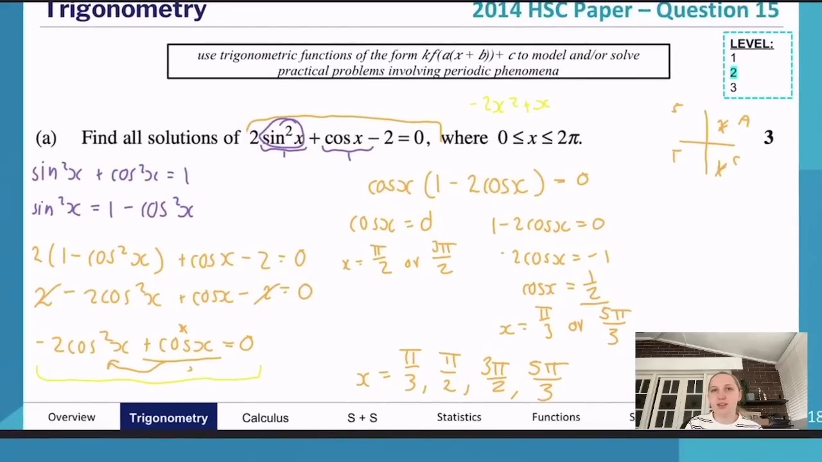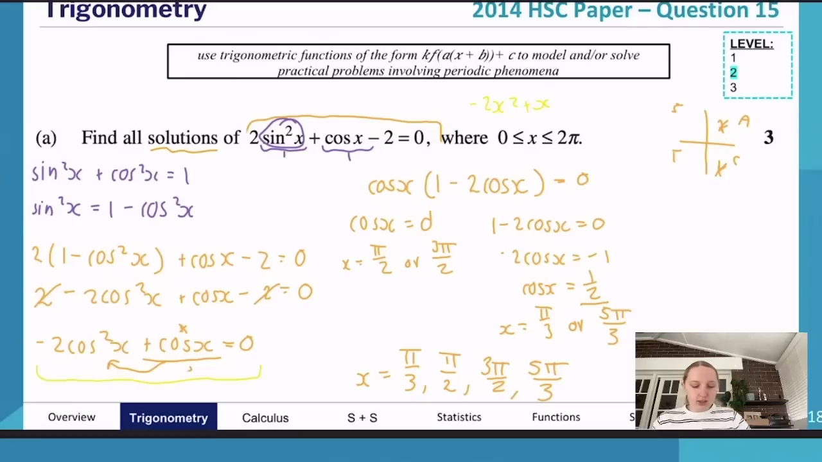Now with this question, that's all we have to do because all we're doing is finding solutions. These solutions don't have any value attached to them. They're not tides, they're not times, they're not sunlight, they're not anything. All we're doing is finding solutions, so that's why we can just leave those in terms of x.